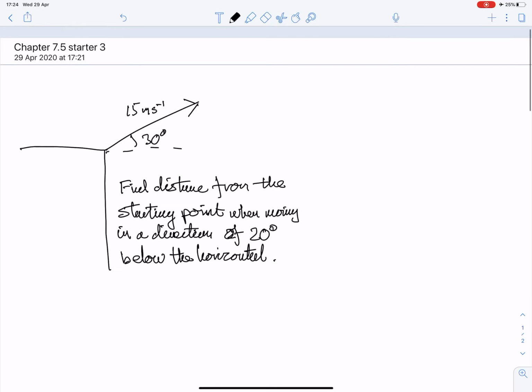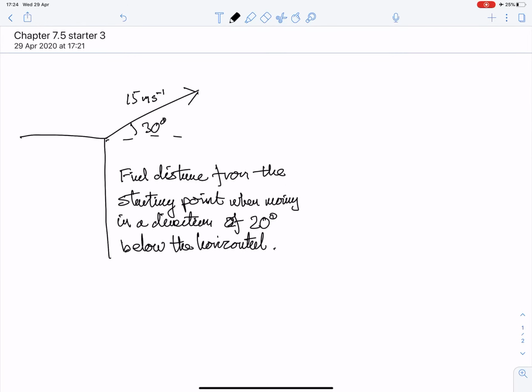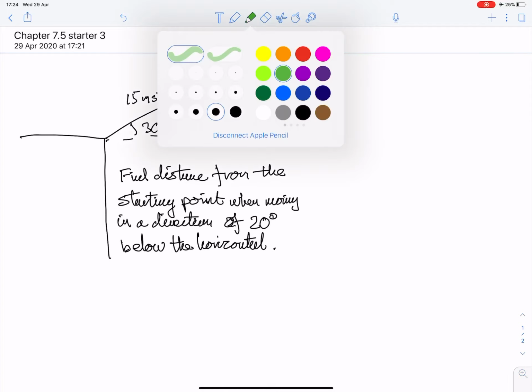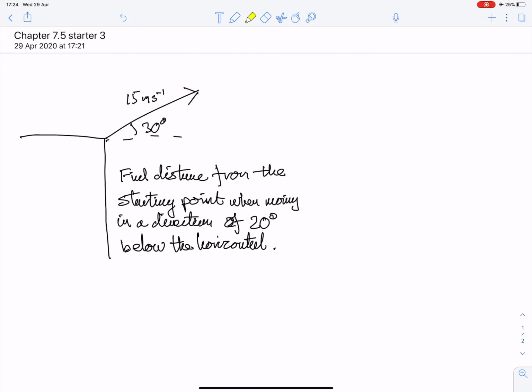So here we go with chapter 7.5, starter 3. And what have we got here? Well, we've got our usual projectile motion kind of question. A particle has been projected at 15 meters per second at 30 degrees to the horizontal. We've got to find the distance from the starting point to when it's moving in a direction of 20 degrees below the horizontal. So pause it there, have a go, and then have a look at the solution and see if you've got it right.